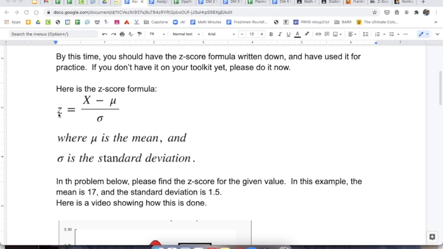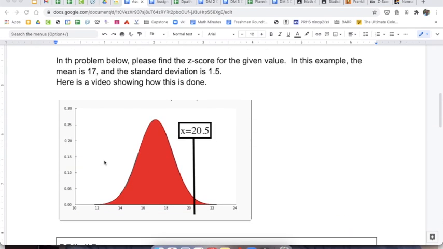So the z-score formula is z equals x minus mu all divided by sigma, where mu is the mean and sigma is the standard deviation. Hopefully you knew that by now. In the problem below, please find the z-score for the given value. In this example, the mean is 17 and the standard deviation is 1.5.